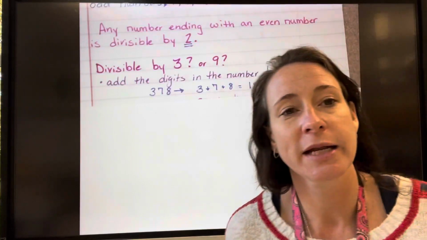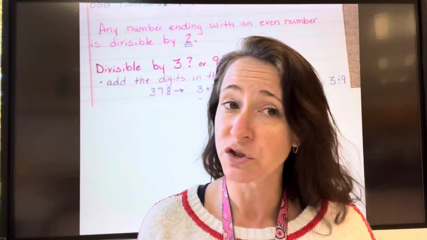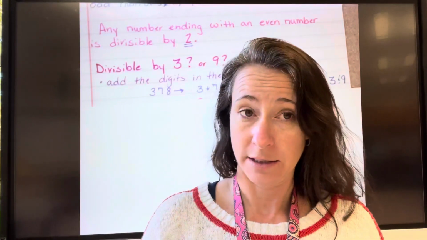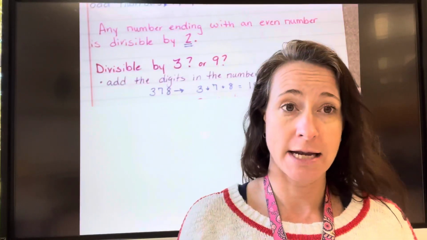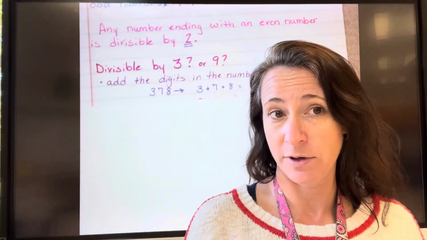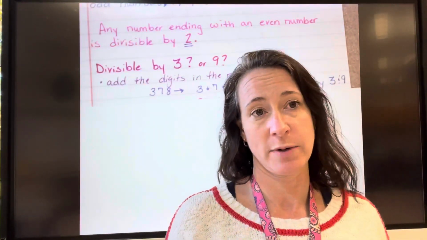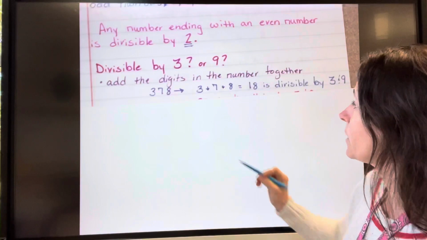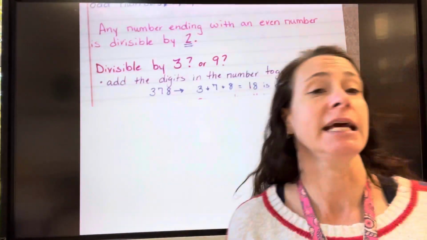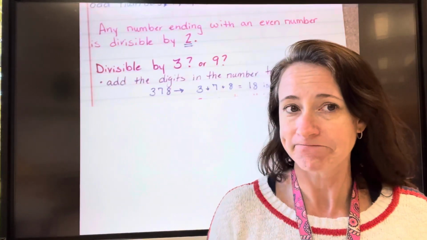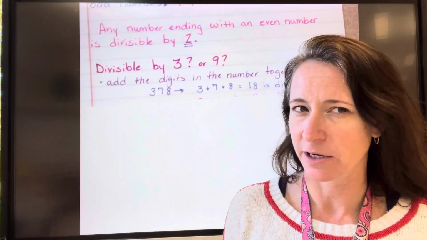So a way to determine if a number, an integer, is divisible by 3 or 9, what you do is you take each digit in the number and add them together. If they equal a number that is divisible by 3 or 9, then that big number is divisible by 3 or 9. And here is an example. So I have the number 378. That's huge. And we know it ends in an 8, so therefore it's divisible by 2 because it's an even number. But is it divisible by 3 or 9?